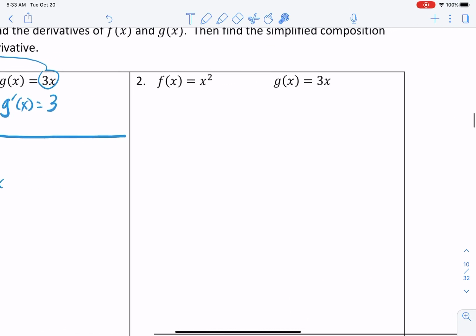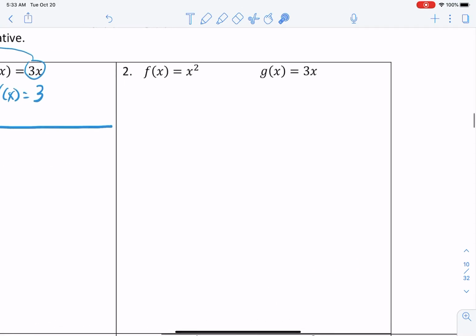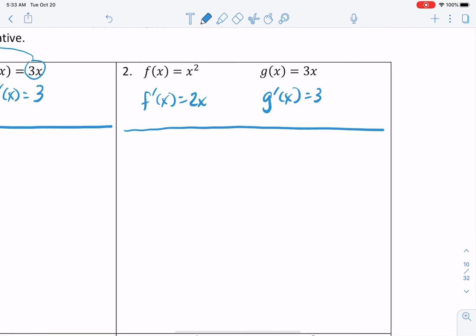Okay, so let's look at example 2 over here. Let's do the same kind of thing. F prime of x is equal to 2x, and then g prime of x is equal to 3. Okay, so then, would it be that the derivative of the composition function is just the product of these two? That would be 3 times 2x to get 6x. Let's see if that's the case.